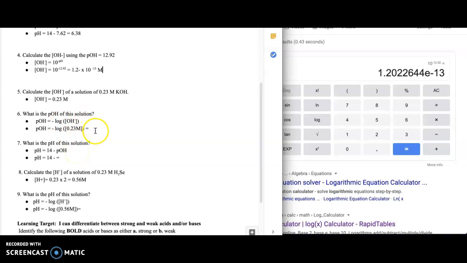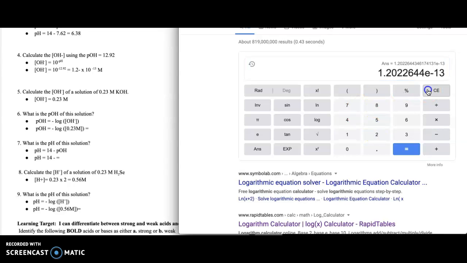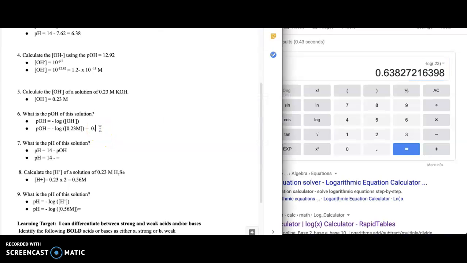What's the pOH of that solution? So I'm just taking negative log of 0.23. So over here, negative log of 0.23 is going to give me, why do I keep doing that? It equals 0.638, two decimal places, okay. This would also be typed as such, 6.38 times 10 to the negative 1 power.